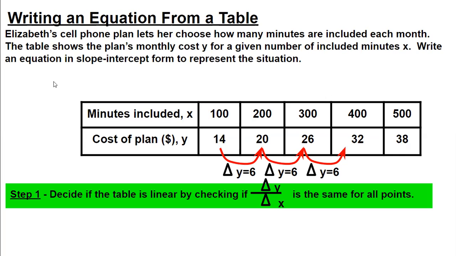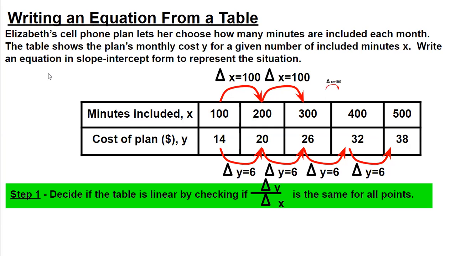From 26 to 32, the change in y is equal to 6. And finally, from 32 to 38, the change in y is equal to 6. So far, it looks linear, but let's check the top. From 100 to 200 is a change of 100, so the change in x is 100. The next time the change in x is another 100, from 200 to 300. And then we have a change of x equal to 100, and the last one, the change in x is equal to 100 there. So yes, we have a linear equation because the change in y over the change in x is always the same.